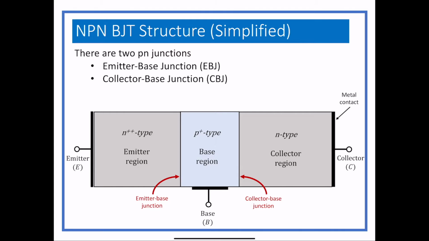You will notice that the N-type has a plus, which means it's very heavily doped, and then the middle part, the base region, has just a plus, and then the collector region has no qualifier.